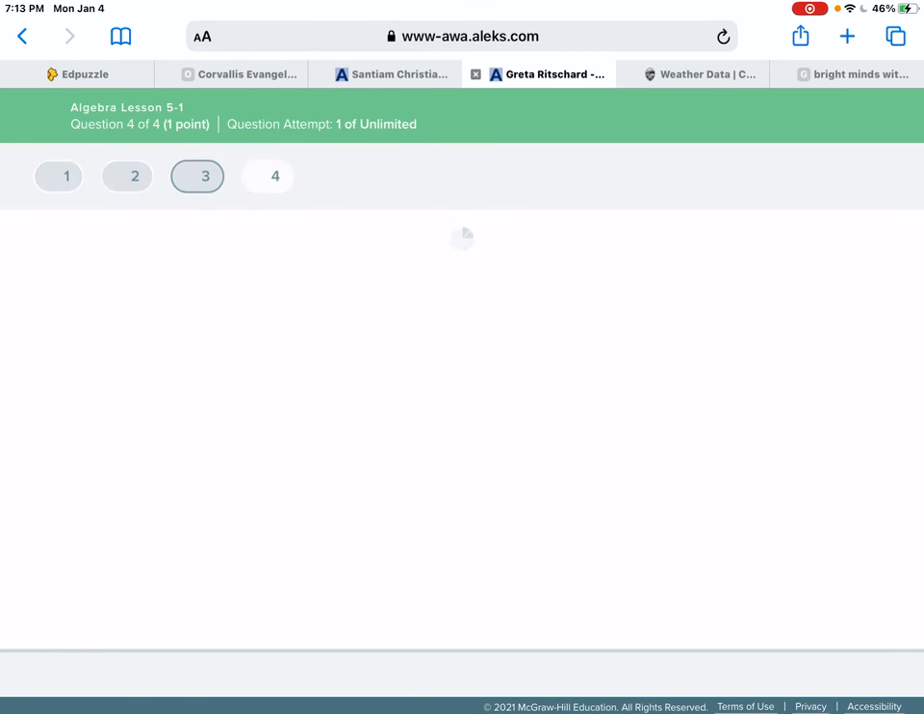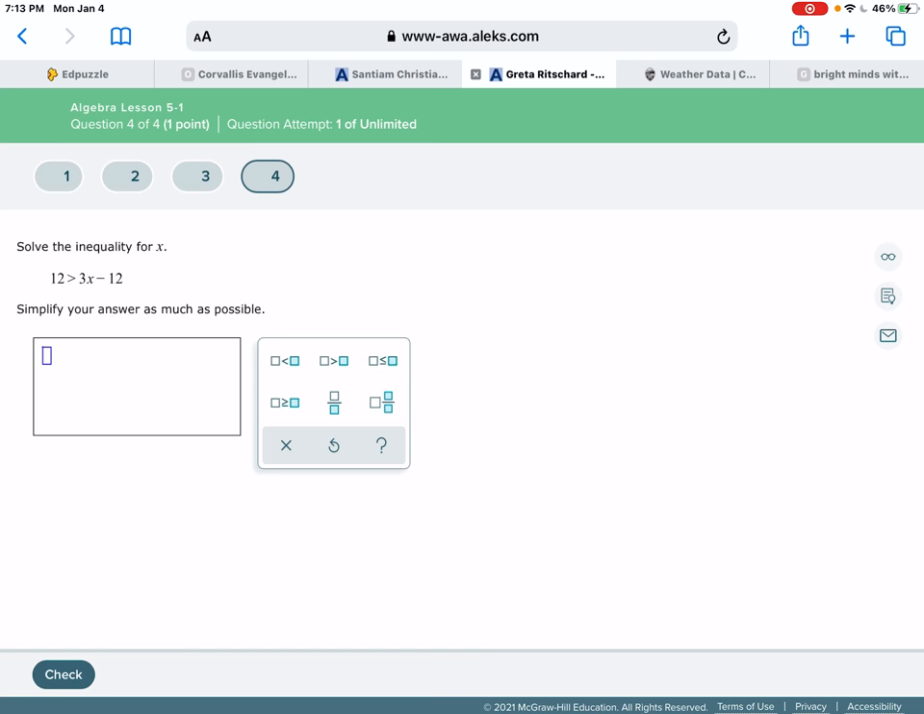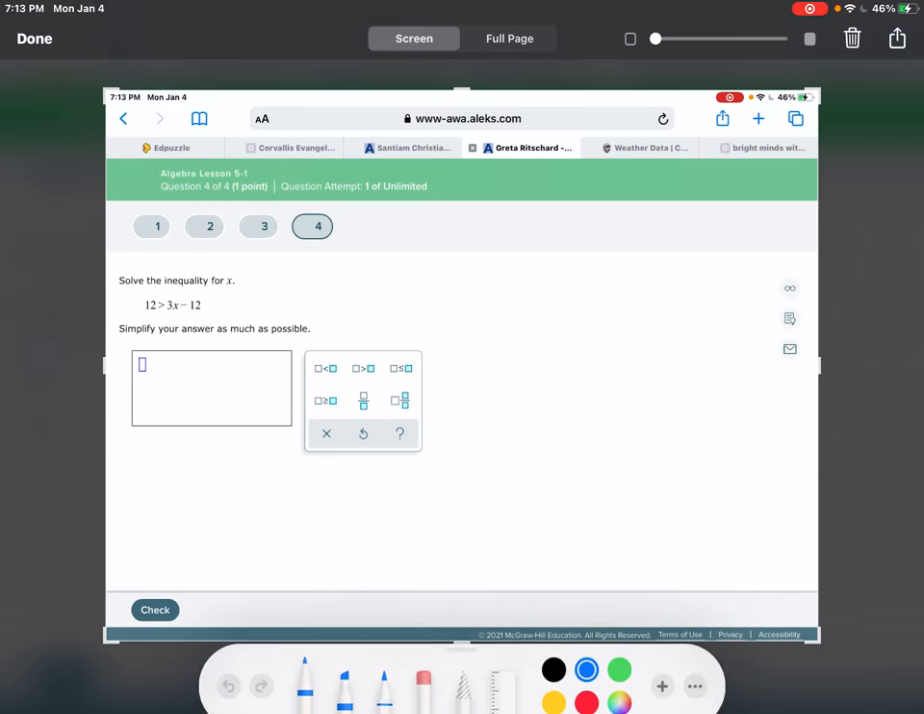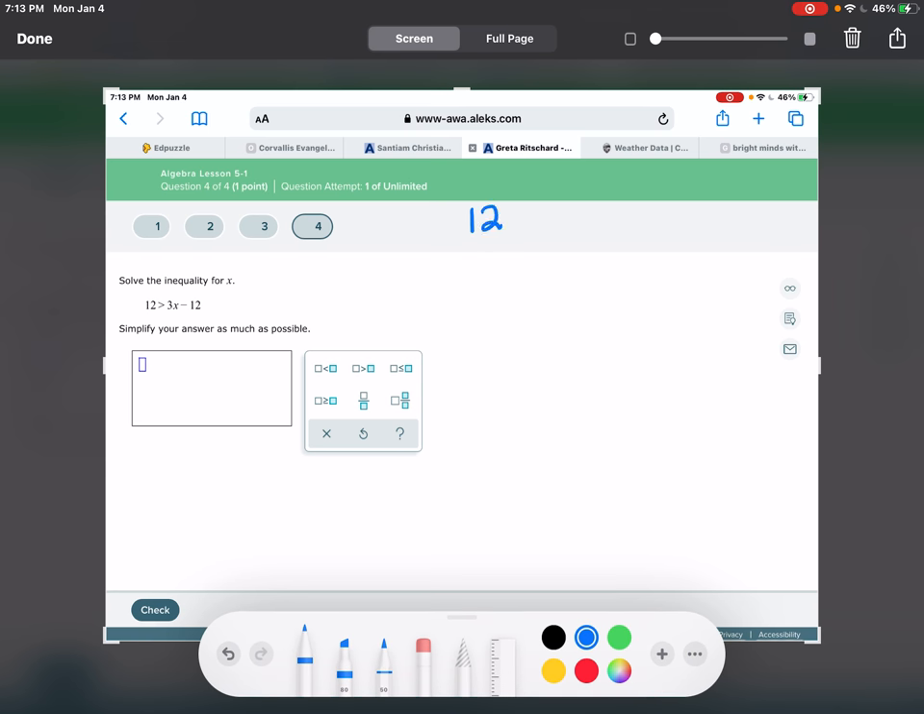And number 4 says solve the inequality for x. We have a little more to do here. So I'm going to go 12 is greater than 3x minus 12. I always want to work away from the x, so I'm going to add 12. The opposite of subtraction is addition to both sides, and I end up with 24 is greater than 3x. And to undo this multiplication, I want to divide on both sides.